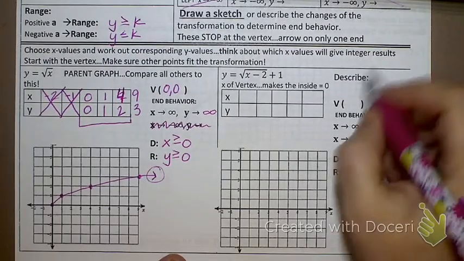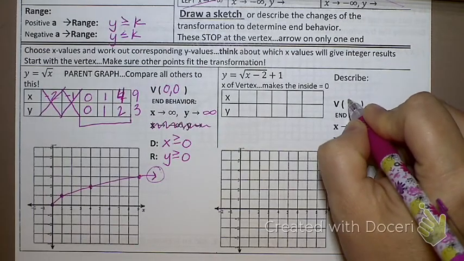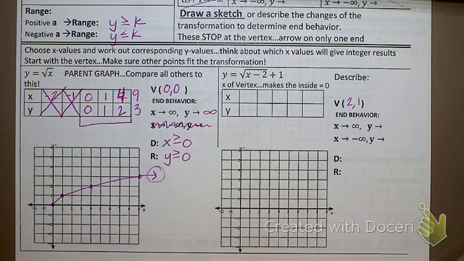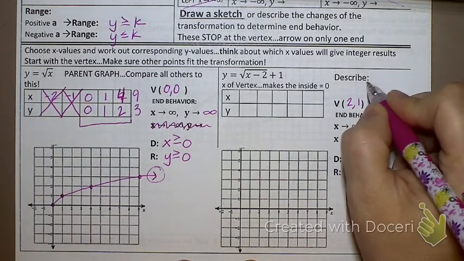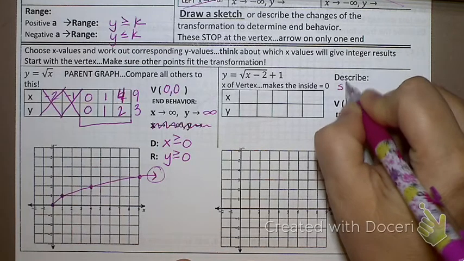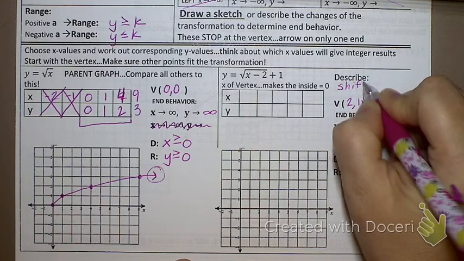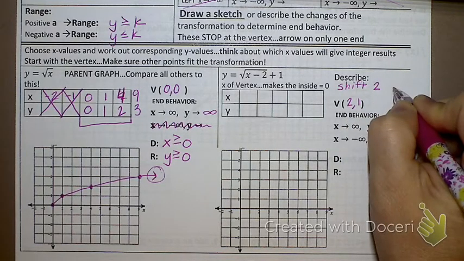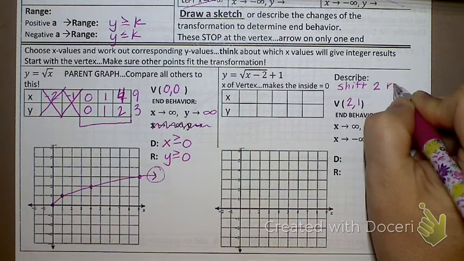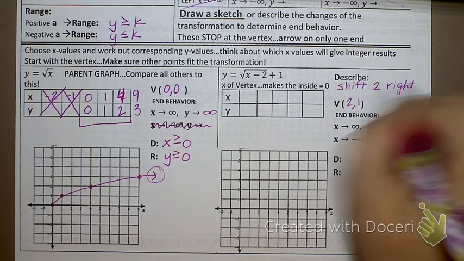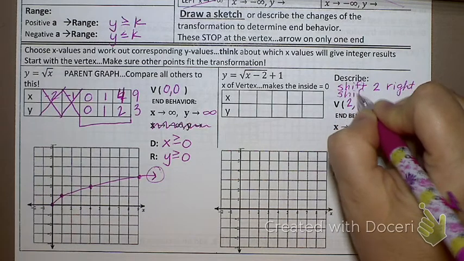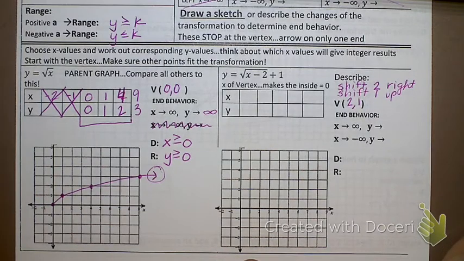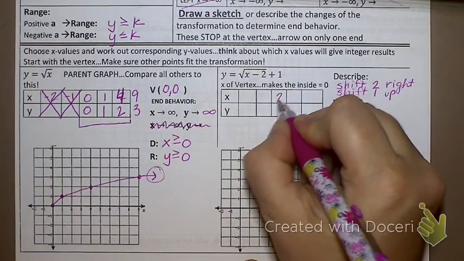What is my vertex? 2 and 1. We still have to change that H sign. So let's describe what's happening there. We have a shift. How? 2 to the what? 2 to the right. 2 to the right. And we have a shift 1 up. Okay? I'm going to put 2, 1 in the middle.